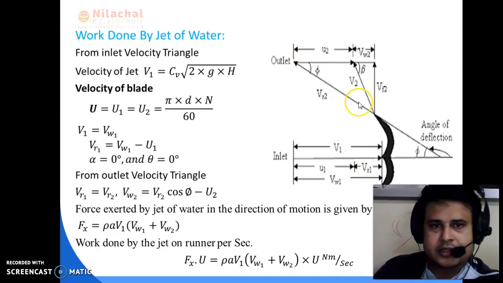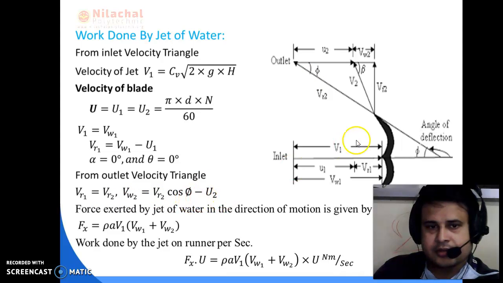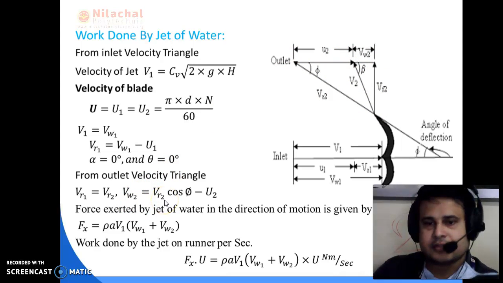From the outlet velocity triangle, we have phi, which is known as the vane angle at outlet. We have Vw2 equal to Vr2 cos phi minus u2 from the outlet velocity triangle as shown in the diagram. So this is the triangle from which we get the value of Vw2 equal to Vr2 cos phi minus u2. Vr1 is equal to Vr2 because the blades are smooth.